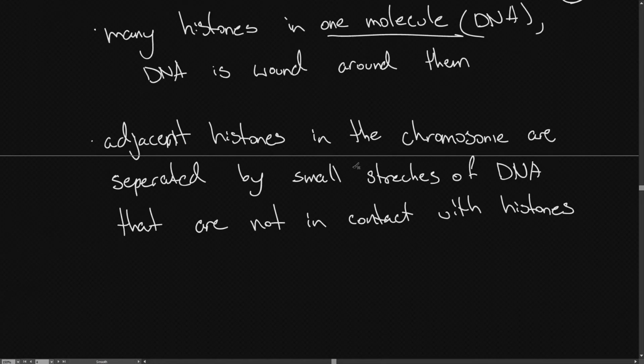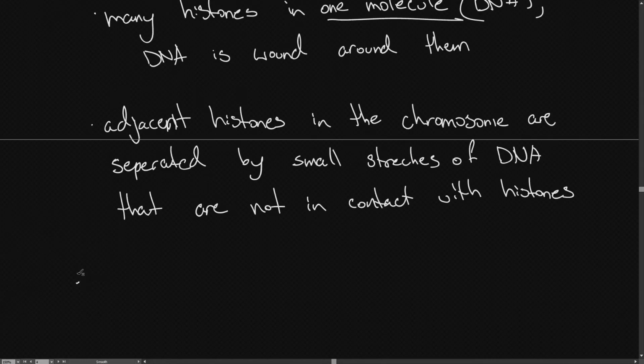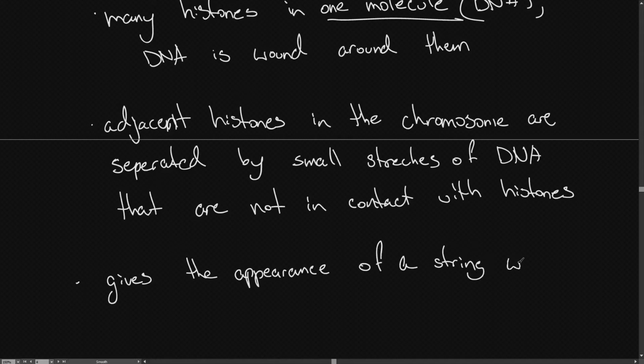And the final thing that you should know for point 3 is that a eukaryote chromosome gives the appearance of a string with beads during interphase.